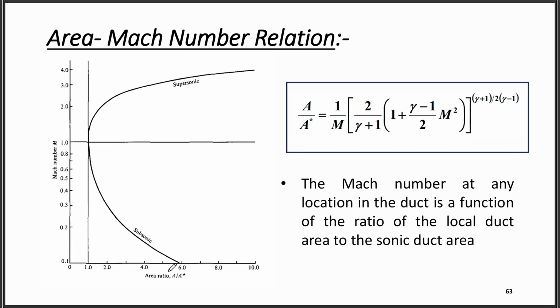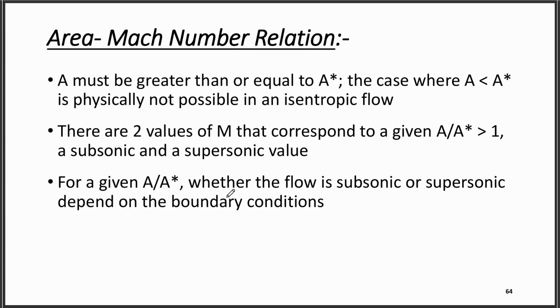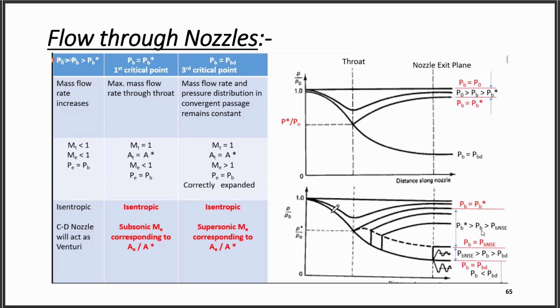If A by A star is less than 1, then there will not be any solution for this problem. All these things are written here: if A by A star is less than 1, then there is no solution. And if A by A star is greater than 1, there are two solutions, one corresponding to subsonic, one to supersonic, and it will depend on boundary conditions. Now we will see those boundary conditions.